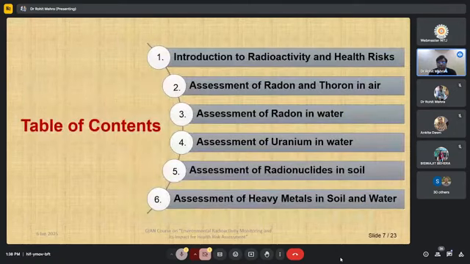Now, the basic idea of this presentation will be the introduction to radioactivity and its health risk, then assessment of radon and thoron in air, assessment of radon in water, assessment of uranium in water, assessment of radionuclides in soil, and assessment of heavy metals in soil and water.